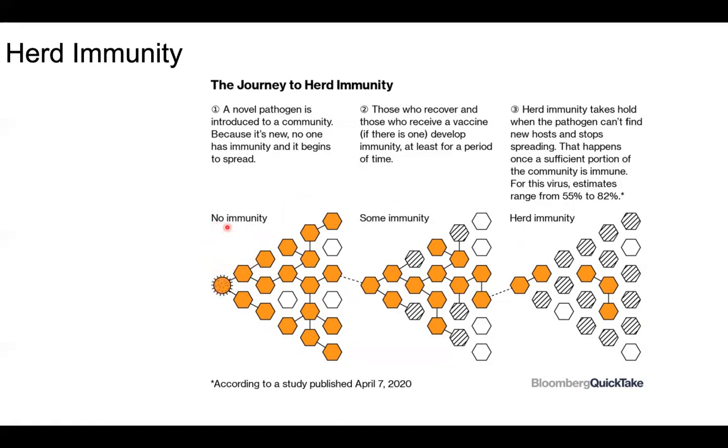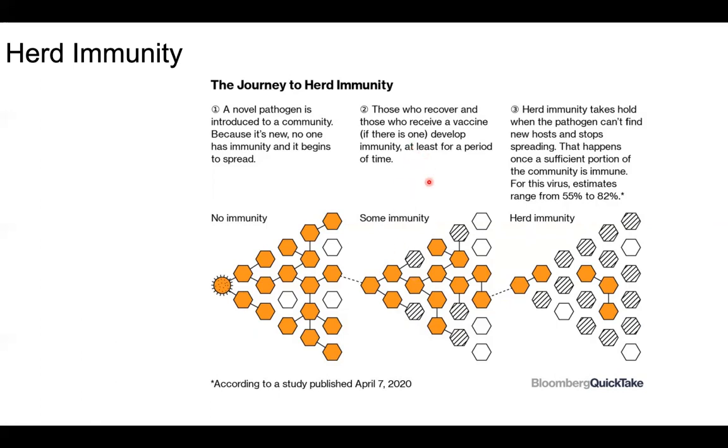If you have no immunity in the population, you're going to have a whole bunch of people who get sick right away. Then we have people who can recover, and those are the hashed lines here, and they can no longer transmit the disease if they've recovered and they can't get infected again. And this can happen for a period of time. Sometimes it's shorter, sometimes it's longer. It really just depends on each person's immune system and the nature of the pathogen.